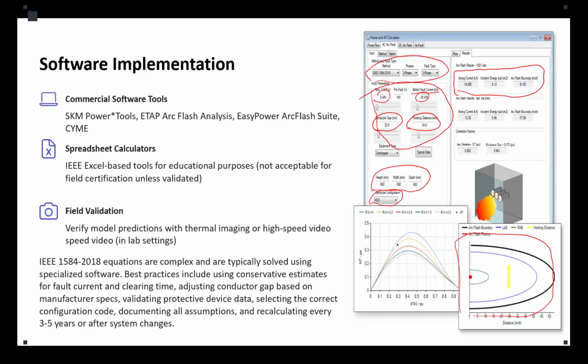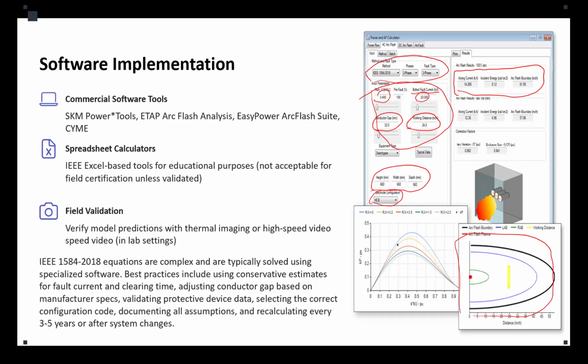Then for each bus or equipment type, we assign a voltage level, electrical configuration, the conductor gap, the enclosure dimension, the working distance, and the clearing time. Most of the software tools allow you to create templates for different types of equipment, so it's not going to be a very complex situation.